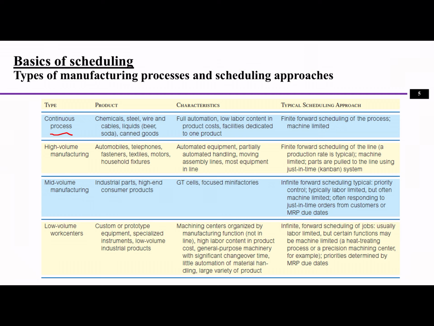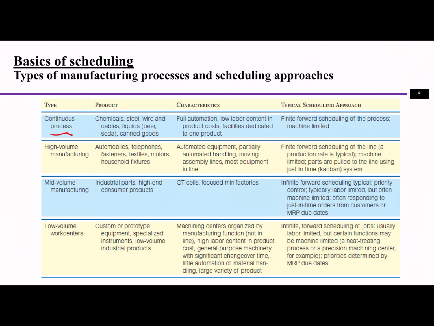It's hard to tell a single unit. For example, if you are making a car, then that's discrete. If you are making TVs, keyboards, or computers, you can tell one unit from another, but in a continuous process it's hard to tell, and it's always continuous. The characteristic of this kind of process is that it's usually full automation, highly automated, and requires very little labor involvement, because it's all automation.